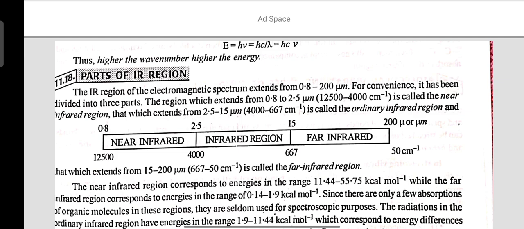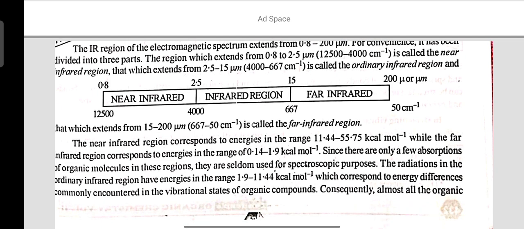Parts of IR. The IR region of the electromagnetic spectrum extends from 0.8 to 200 micrometer. For convenience, it has been divided into three parts. The region which extends from 0.8 to 2.5 micrometer is called the near infrared region. That which extends from 2.5 to 15 micrometer is called the ordinary infrared region. That which extends from 15 to 200 micrometer is called the far infrared region.